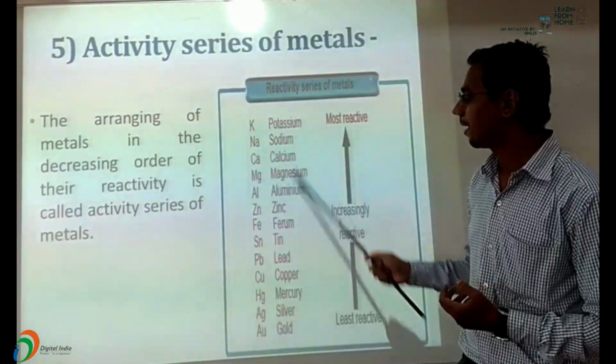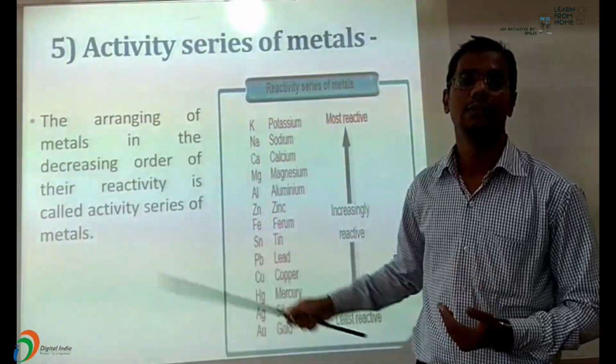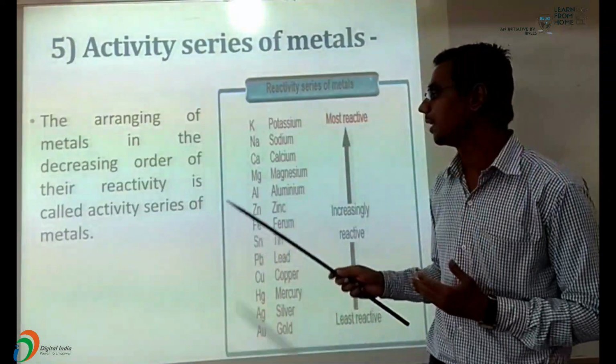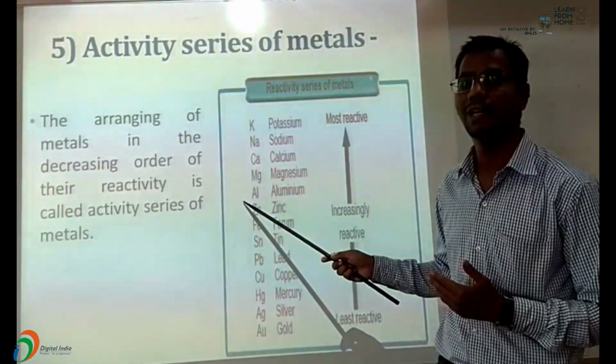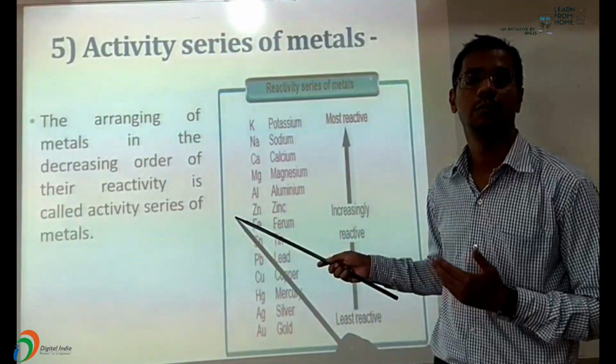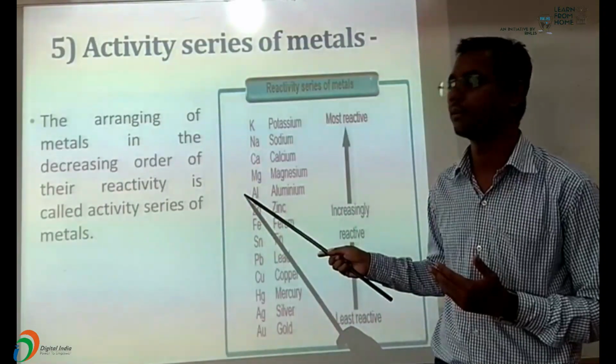So how exactly are they arranged? They are arranged in the decreasing order of their reactivity. So tell me which one is reactive. Suppose I give you two metals, this one and this one. Which one is highly reactive, the above one or the bottom one? Above one. Magnesium is highly reactive, aluminium is less reactive.